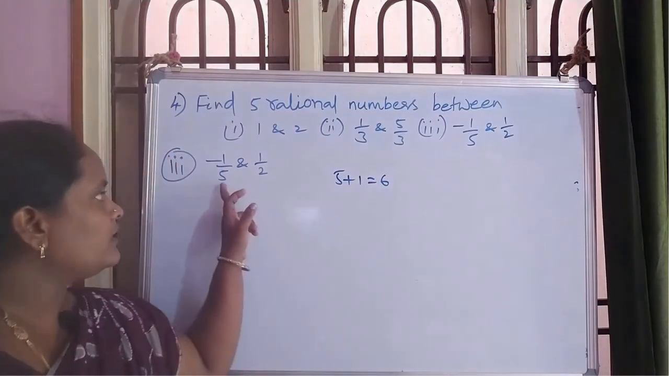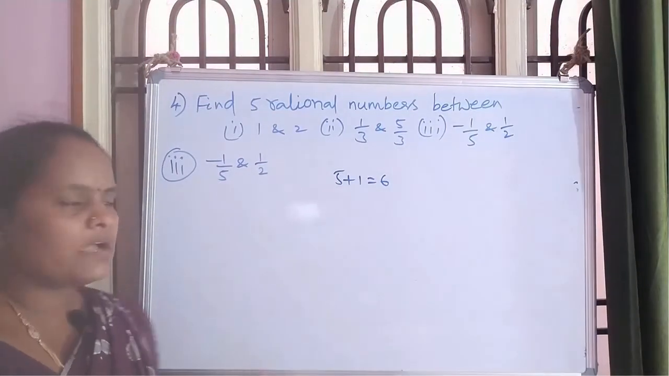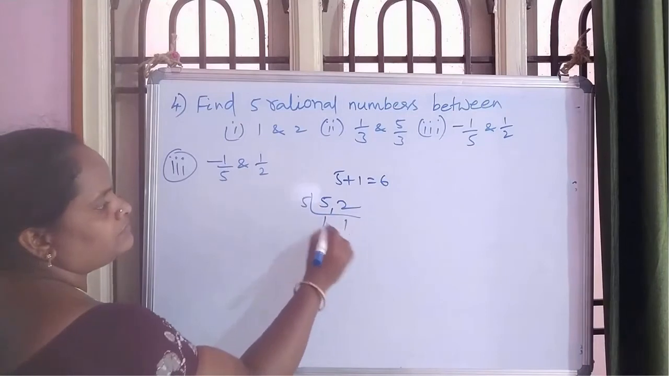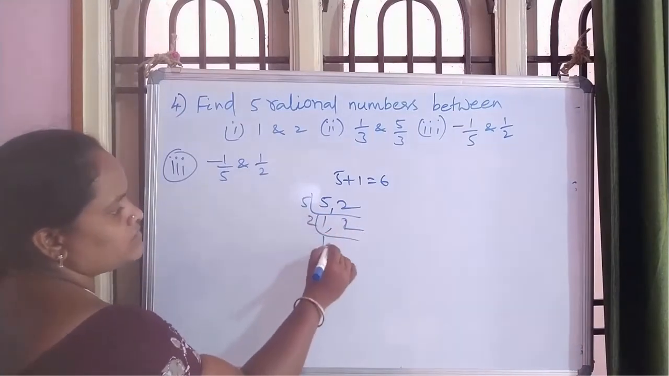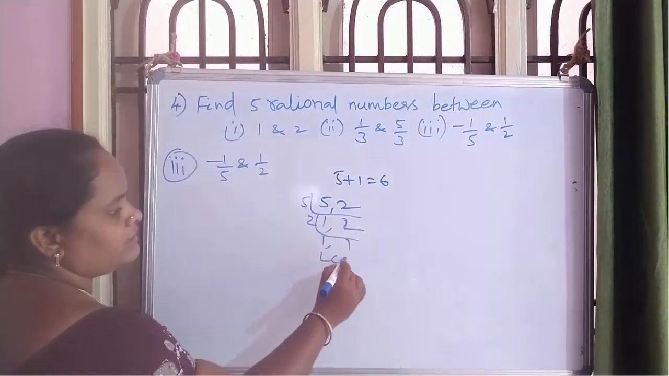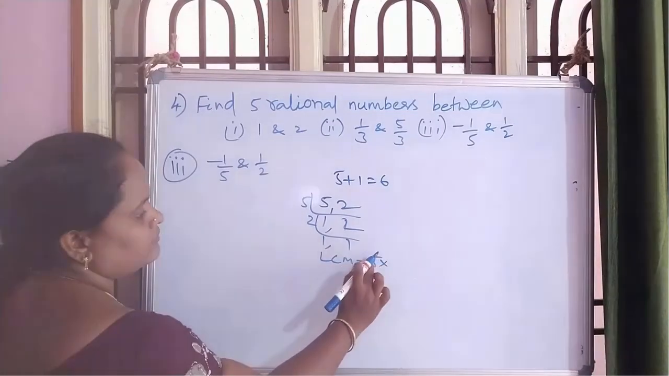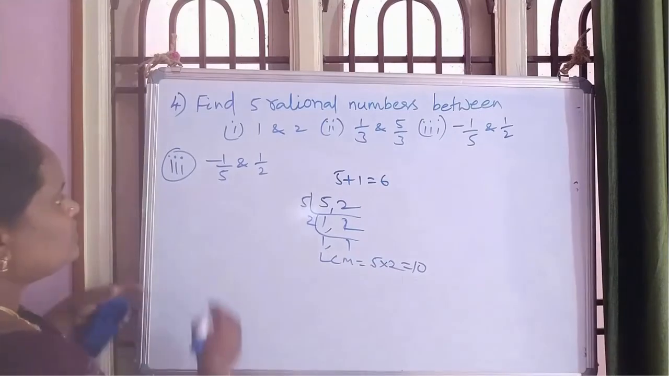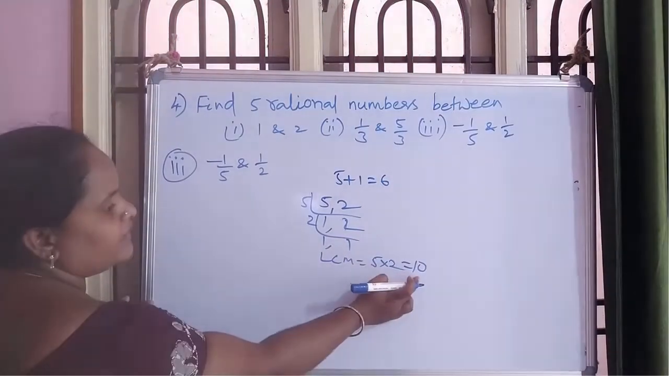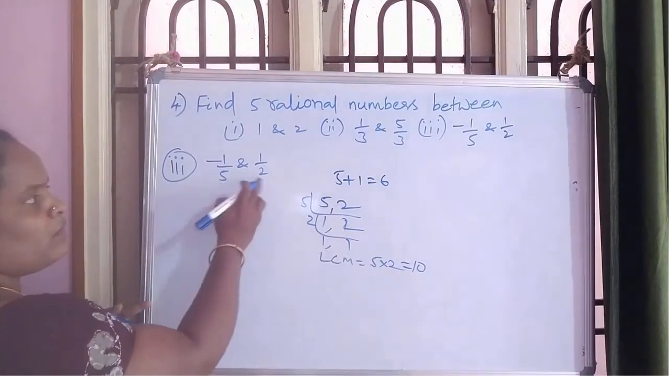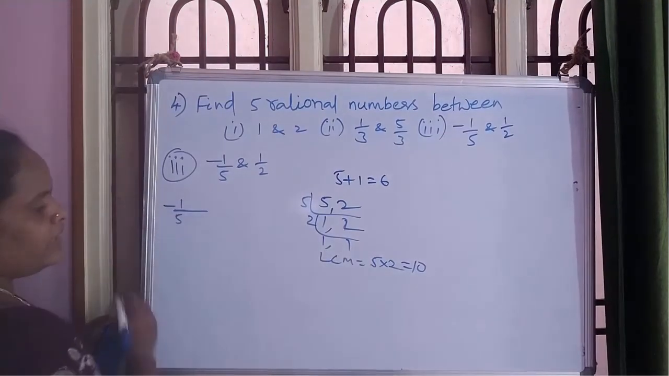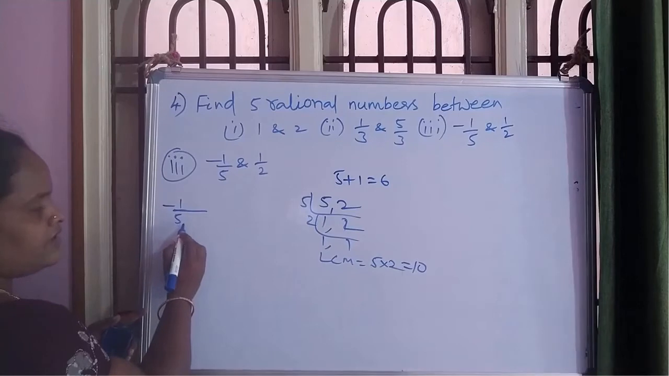See the denominators 5 and 2. Take the LCM of those. 5 and 2 LCM is 5 1 ja 5. Next 2 1 ja 2. So 5 2 ja 10. LCM is 10. So here that should be the denominator, 10 should be the denominator for both the given rational numbers.